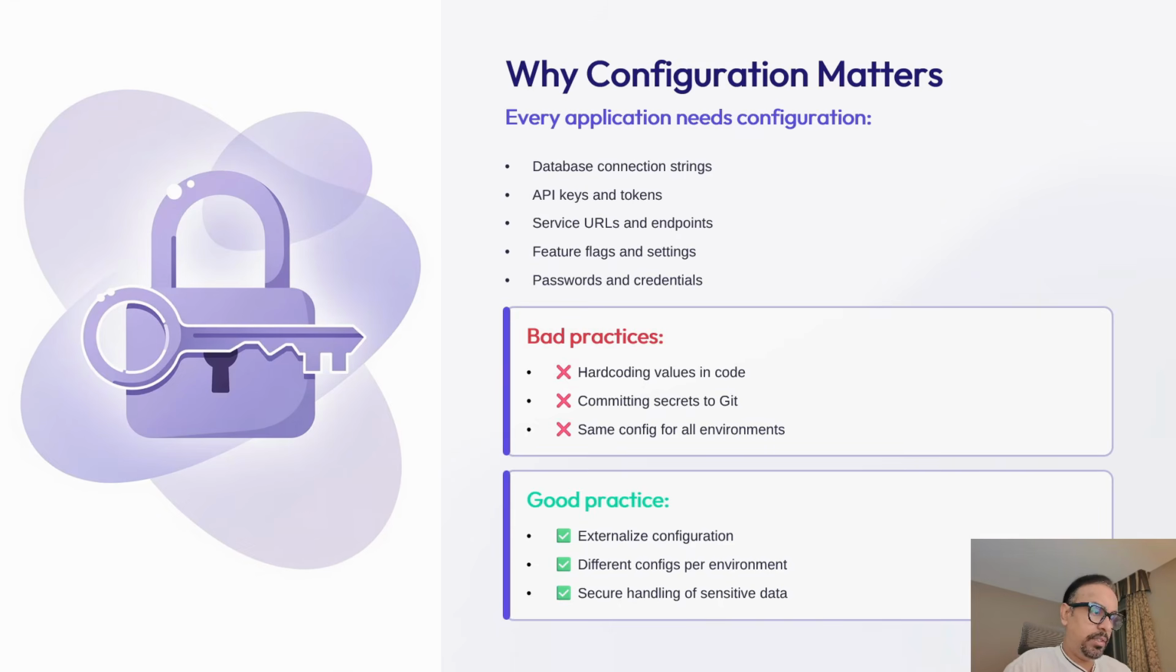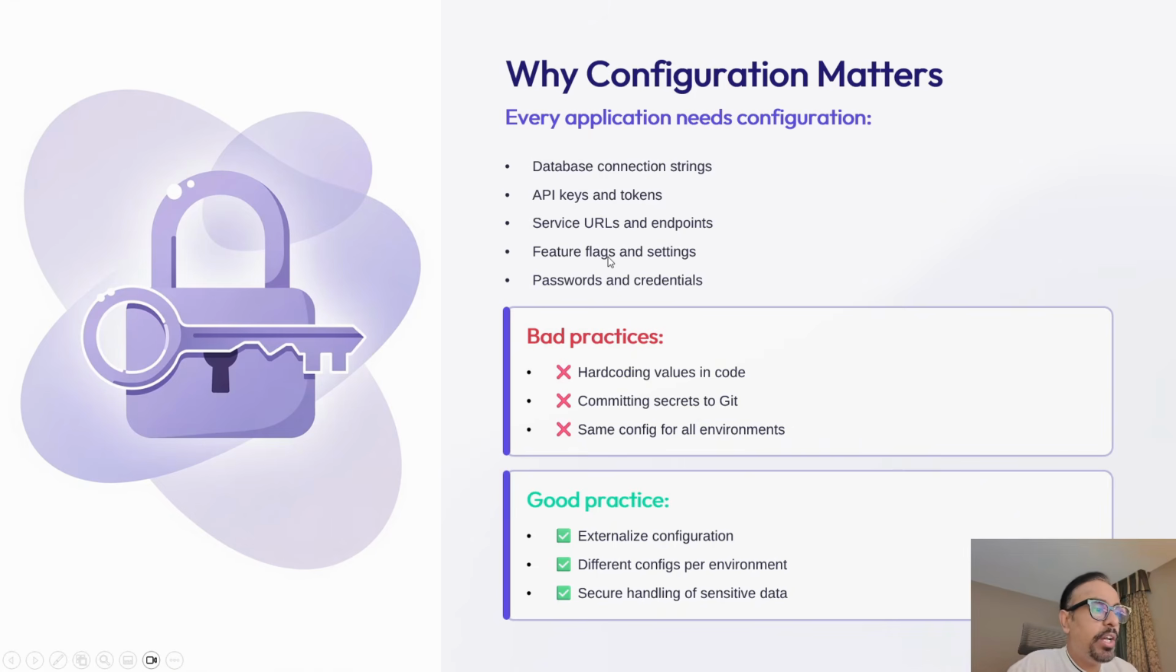So let's start by understanding why configuration management really matters. Every real application needs configuration. Database connection strings to know where to connect, API keys to authenticate with external services, service URLs that differ between development and production, feature flags to enable or disable features, and passwords or credentials for authentication. So these are the basic five things. At least these you are going to get in every real-time application.